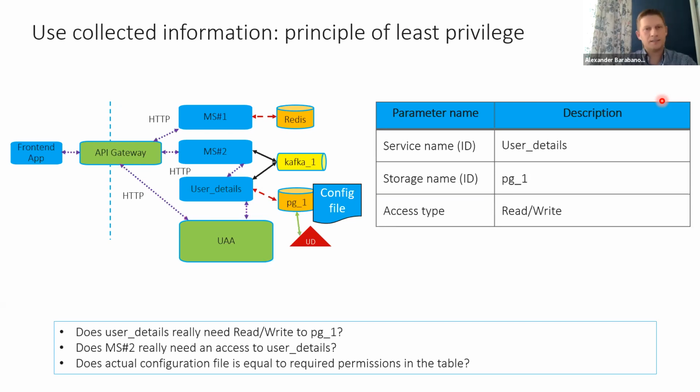you can even use that information in order to do some security testing activities. For example, you can check whether the actual configuration file with the database account is equal to the required permission in the table. So during security testing activities, you just verify that the account used by the user details microservice has only read and write access, or only read access, to the database.